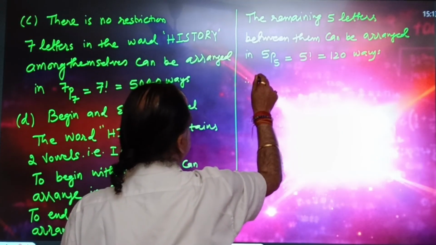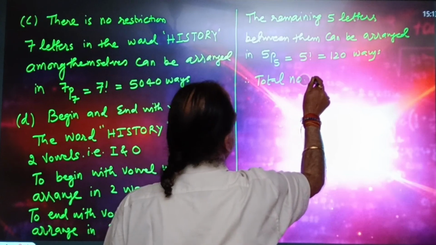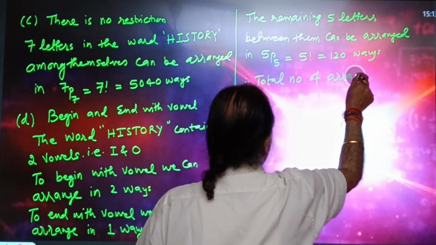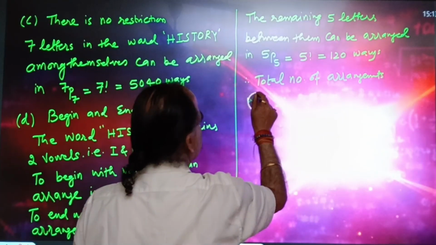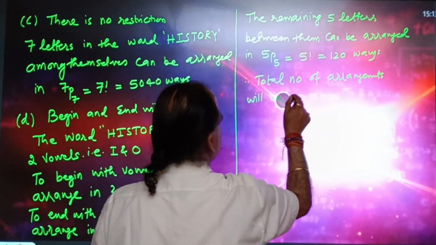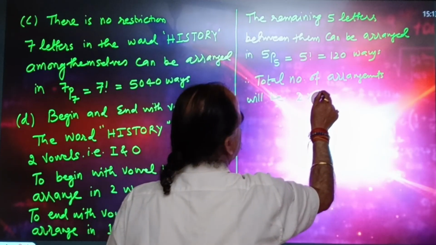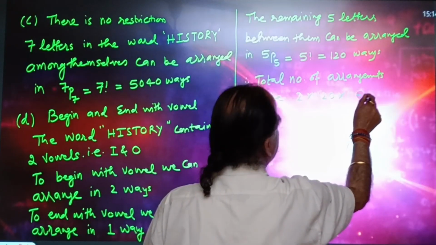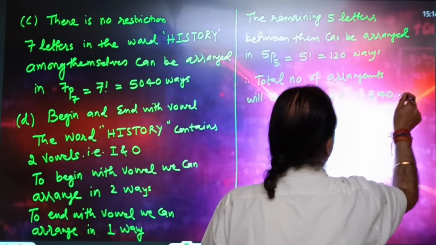Therefore, the total number of arrangements will be 2 for beginning, 120 between, and 1 for ending, which is 240 ways.